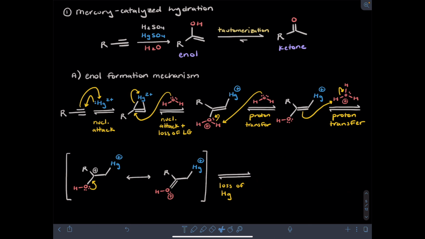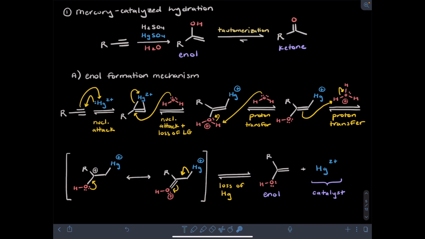The last step of the mechanism, getting to the enol intermediate, is going to involve the loss of mercury. This is going to have two curved arrows. I will take the electrons from the carbon-mercury bond and use them to form a carbon-carbon pi bond, and I will break the carbon-oxygen pi bond and bring those electrons to oxygen.